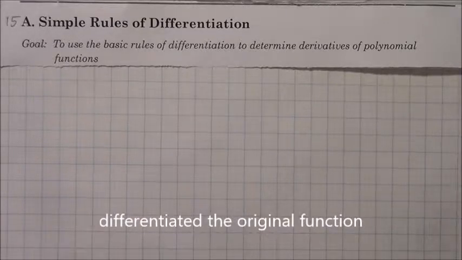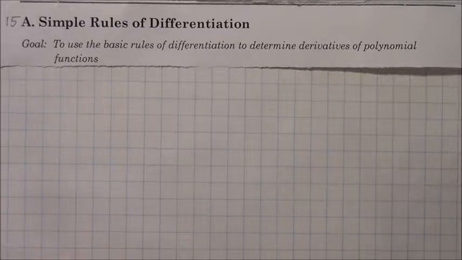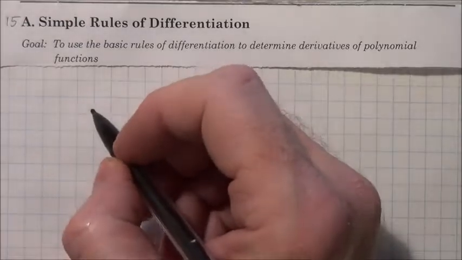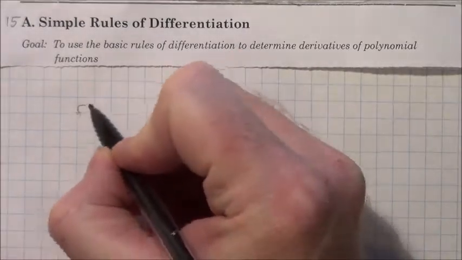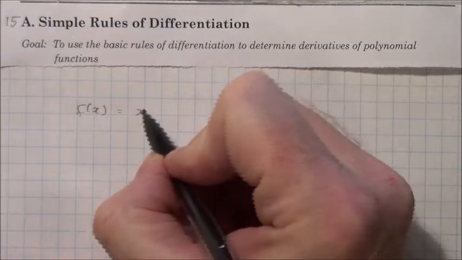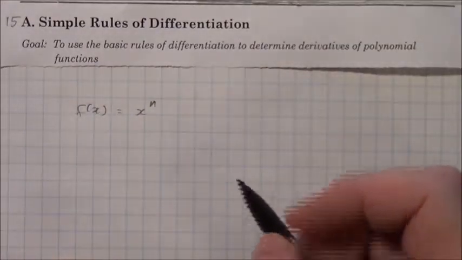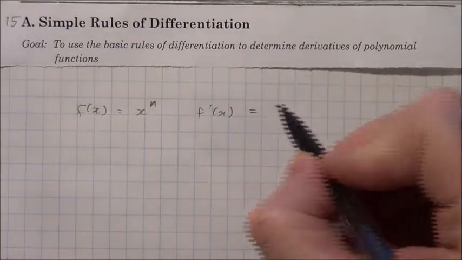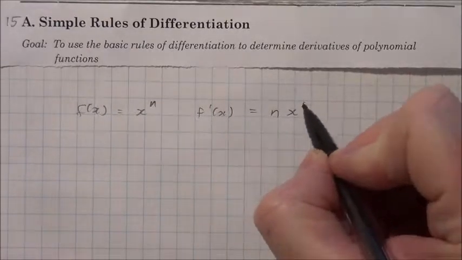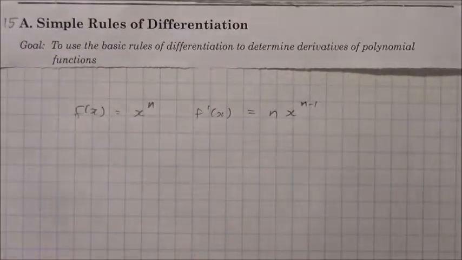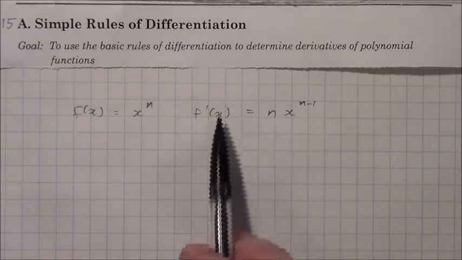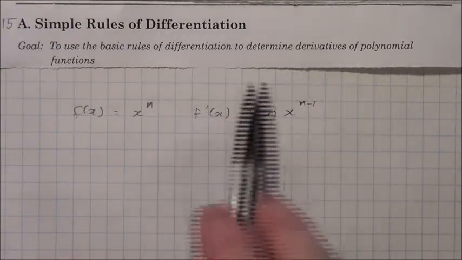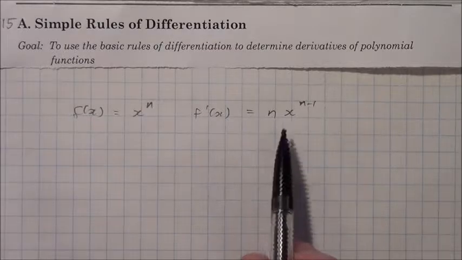So a couple of things that we probably noticed was that if your function f of x is x to the power n, then the derivative function f prime of x would be n x to the n minus 1. Okay, so this is called the power rule of finding derivatives.